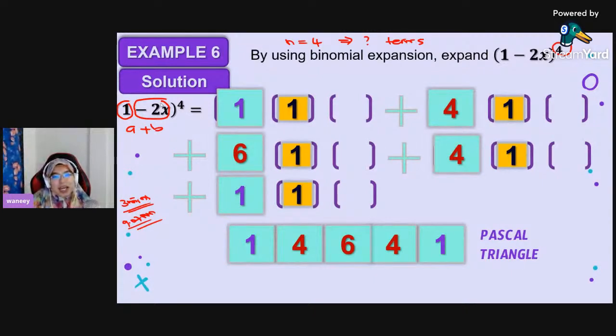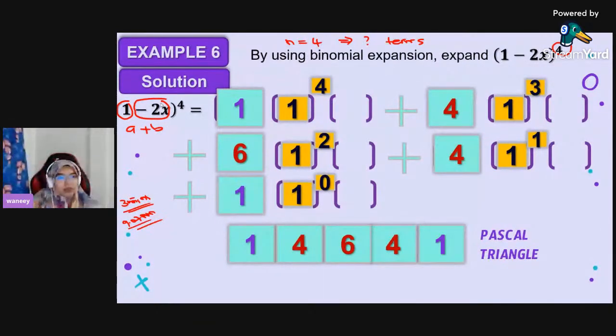And then now the highest power. So we have n equal to 4. We are going to start with the highest power, which is 4. So 4, 3, 2, 1, 0. So do keep in mind that you should start with the highest power and then keep on subtracting 1 until you get 0. Dia tak boleh negatif lah. Paling-paling sampai kosong je.